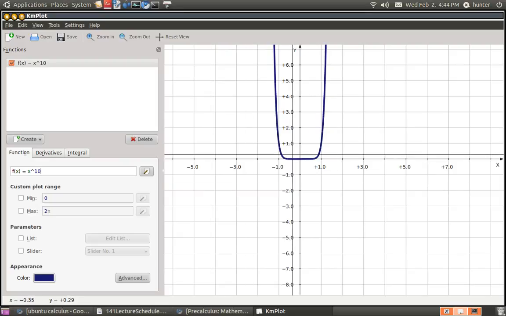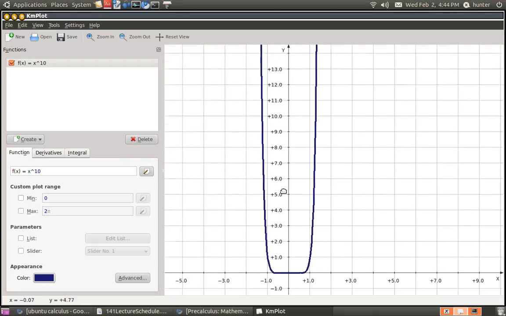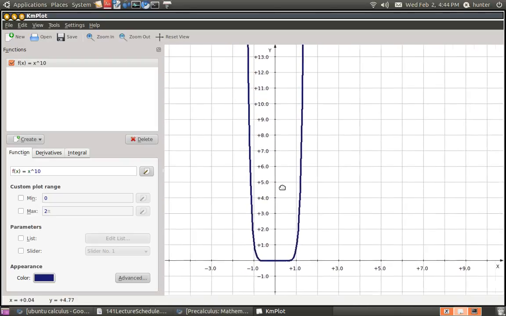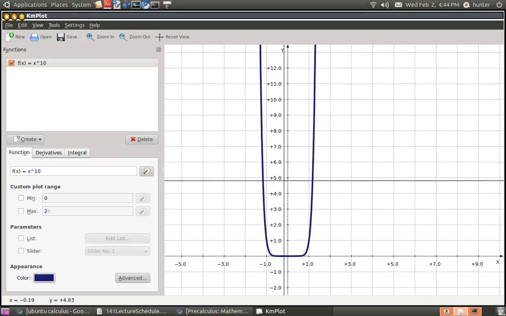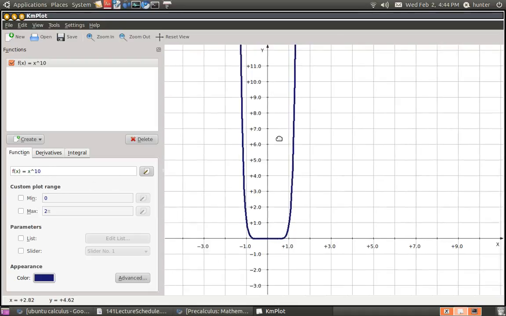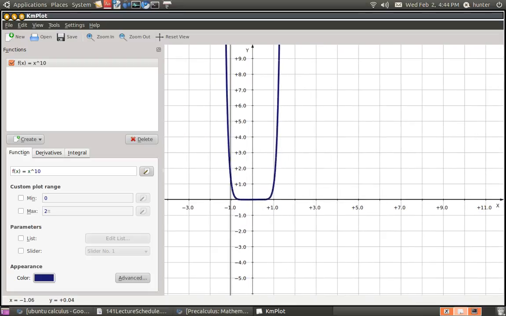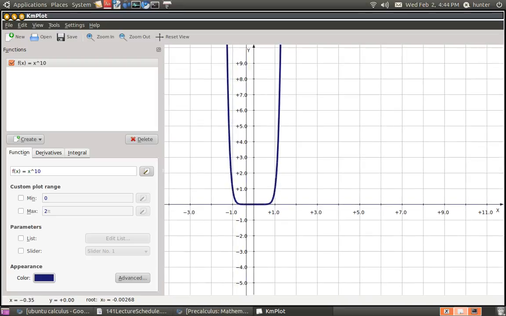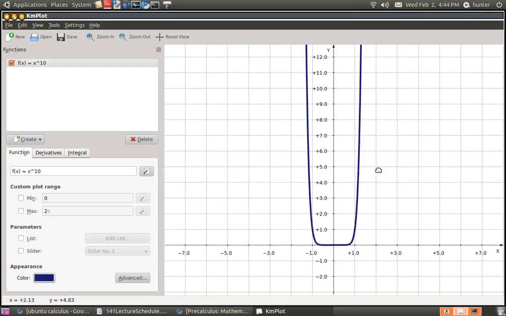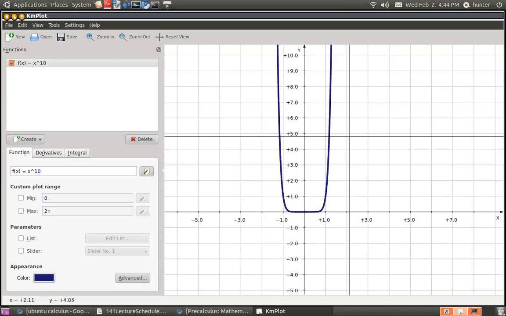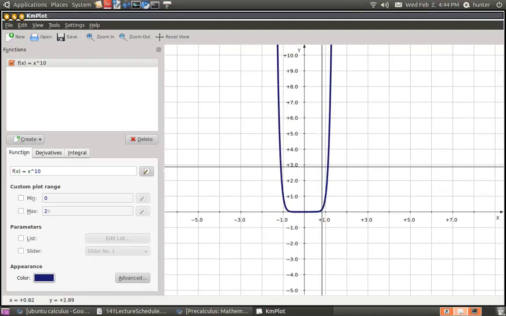Well, for one thing, it's symmetric about the y-axis, right? You can see that it looks the same. It's a reflected mirror image across the y-axis. That's because this function is x raised to an even power, and even powers do the same thing to negatives as they do to positives. So anything it does on the positive side, it's going to do exactly the same thing on the negative side, because even powers can't tell the difference between negative and positive numbers.